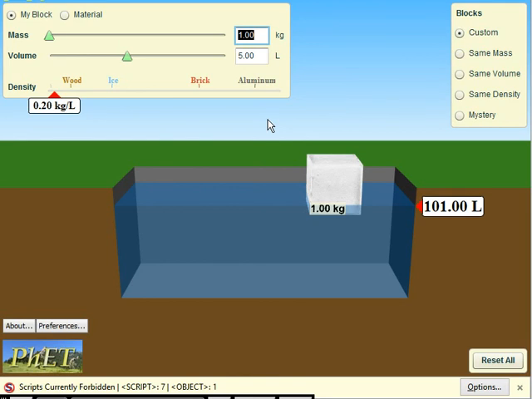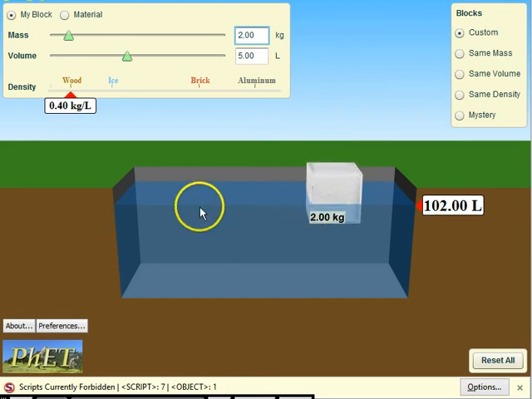So what would that mean? What would be the final volume of the tank? Exactly, 102 liters. Yes, 2/5 of the block would sink. Excellent. That's exactly what allows you to come to that conclusion. See, what you guys said is absolutely correct. So now notice that the force of buoyancy has increased to 20 newtons.